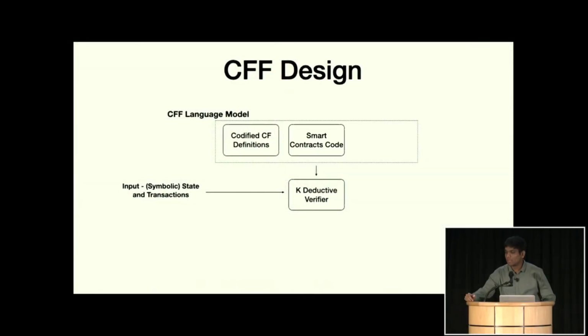Now, all that remains for us is to actually define this language, and then we can make use of all the nice properties of the K framework. So the CFF language model consists of, first, the codified CFF definitions of what it means to have some MEV after some transaction execution, and what it means to have secure composition. Second, we of course need the smart contracts that we are analyzing. And third, we need the EVM semantics to actually execute transactions on those smart contracts.